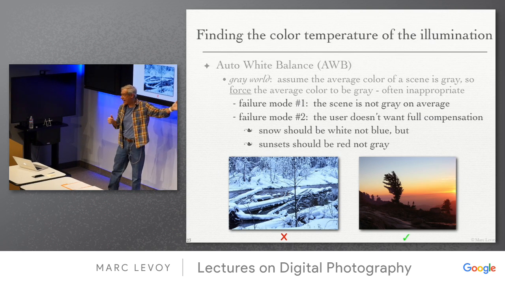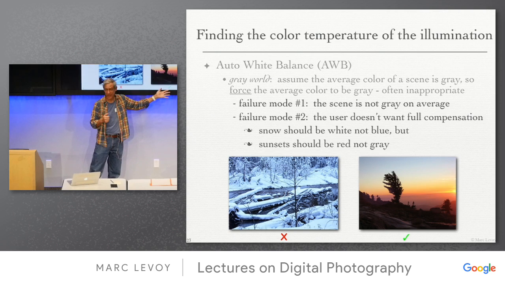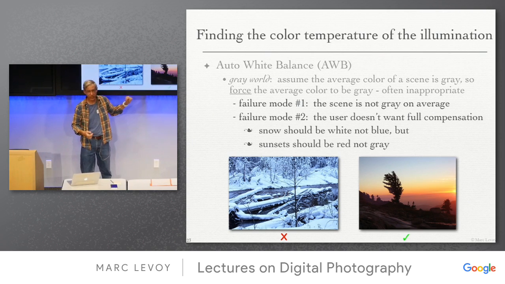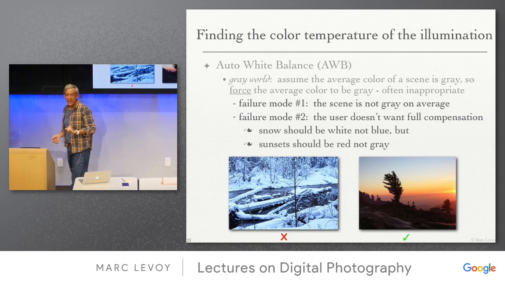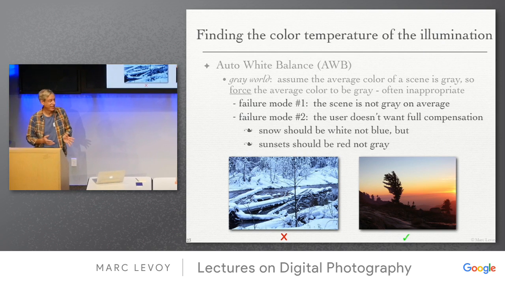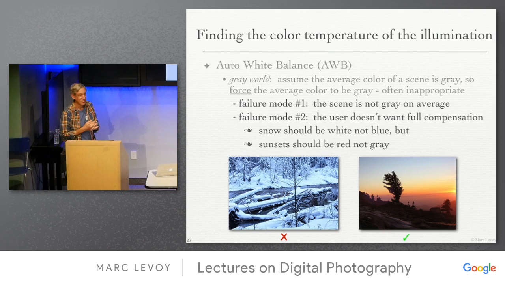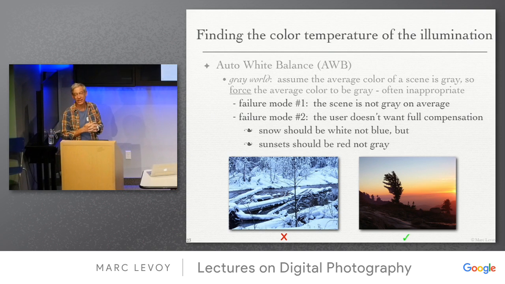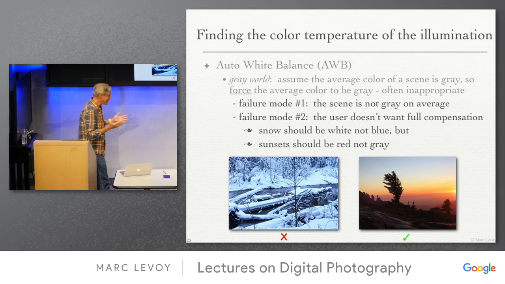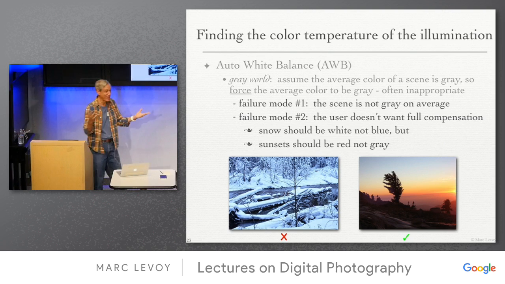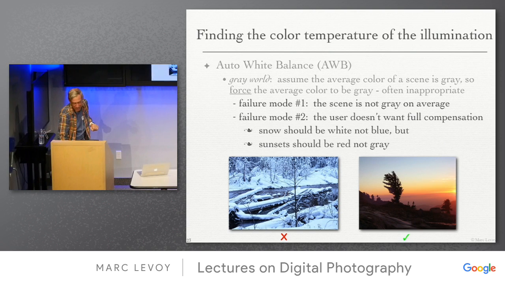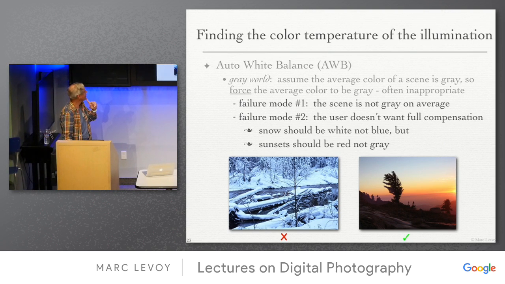But I actually want my sunsets to be kind of red. I don't want it fully moved back to that previous image that you saw. This is scene dependent. Suddenly white balancing looks a little bit more complicated. It's kind of semantically dependent. You might want a learning-based auto white balance algorithm. You might.